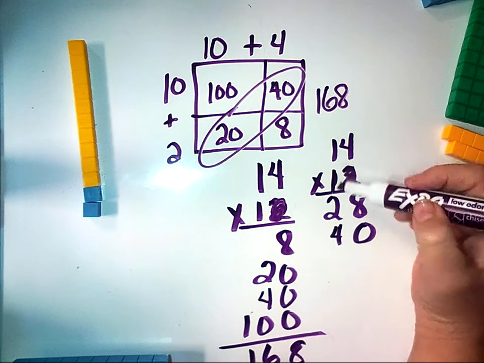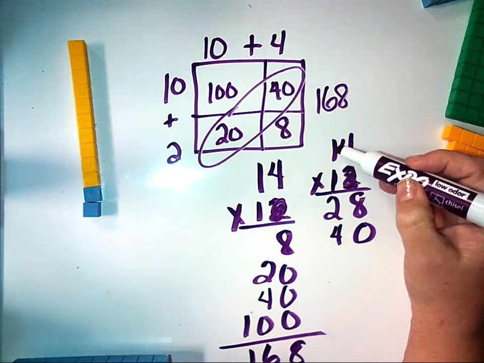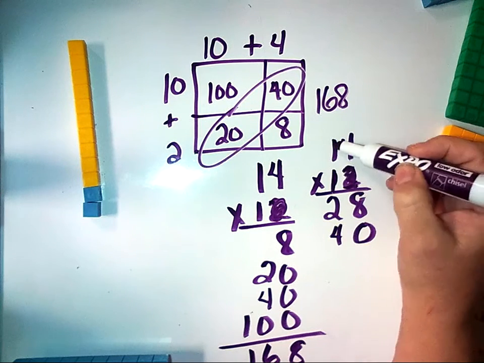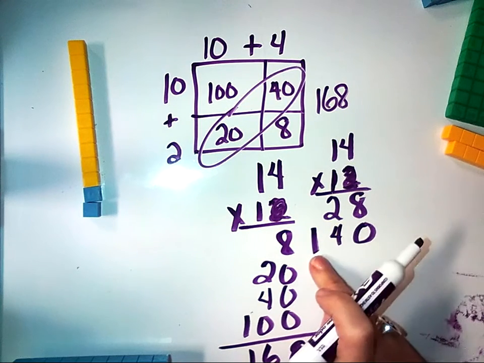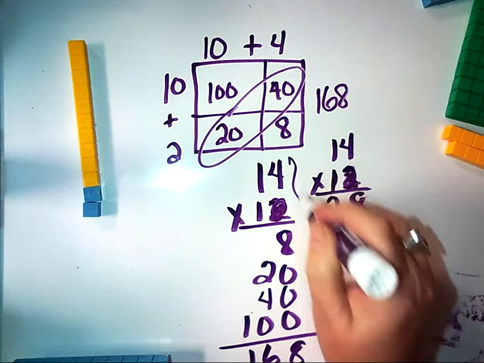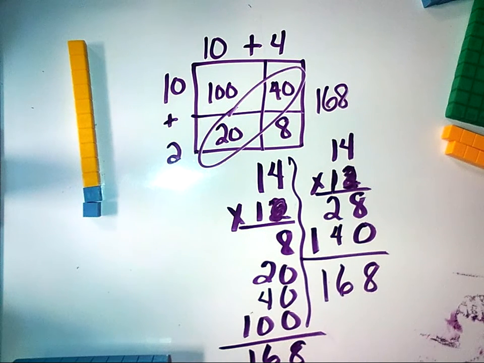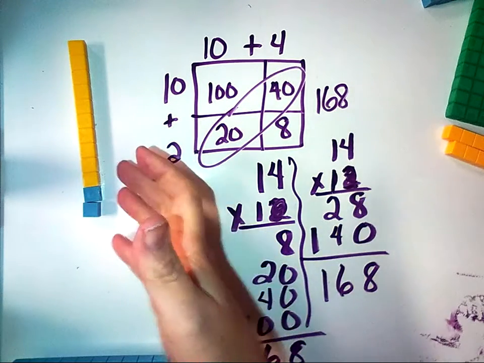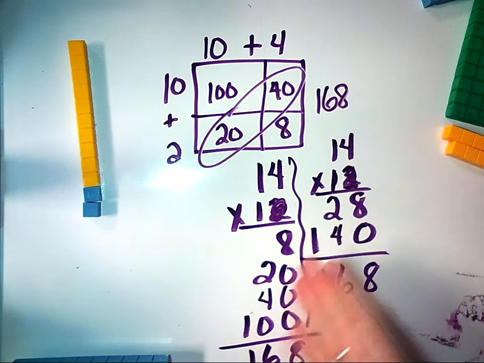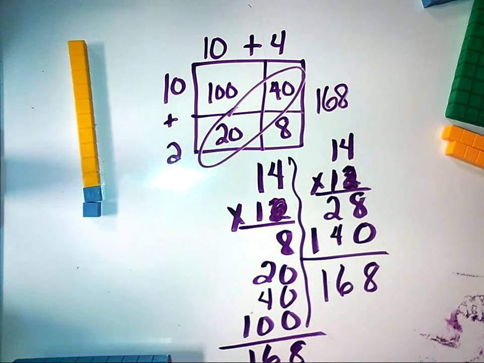Erase that. And then finally, 1 times 1 is 1, but when you think about it as 10 times 10 is 100, that's why you're putting this 1 over here in this 1's place. And then when you add that up, 168. So that's using base 10 blocks, area model, partial products, and standard algorithm for multiplication.